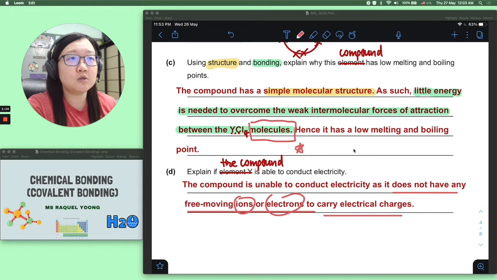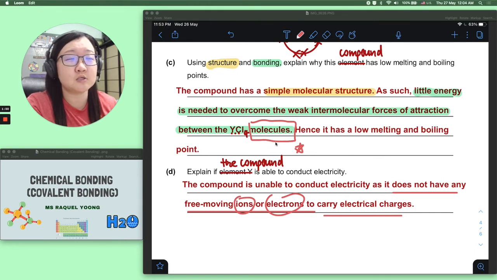I want to point out a few parts in this explanation. Number one, this force of attraction is a weak intermolecular force of attraction. This word inter, right? Inter means between, so you see here between the YCl4 molecules. It's like when we play inter-class competition, inter-school competition, it's between classes, between schools. So this term intermolecular force of attraction refers to that which is between molecules.